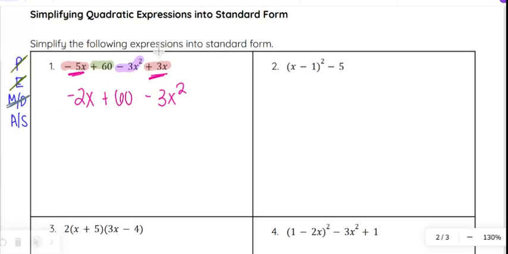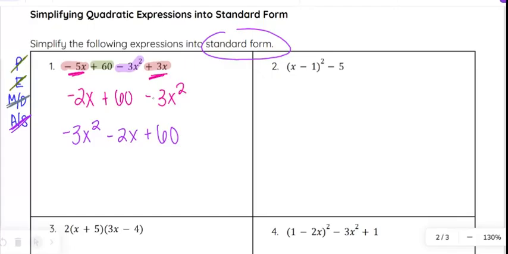At that point, we ask ourselves, is everything added or subtracted? Yes, nothing else can be combined, but it's not quite in standard form yet, because it's not listed from highest exponent to least highest exponent. So negative 3x squared minus 2x plus 60 is how we would rewrite that.